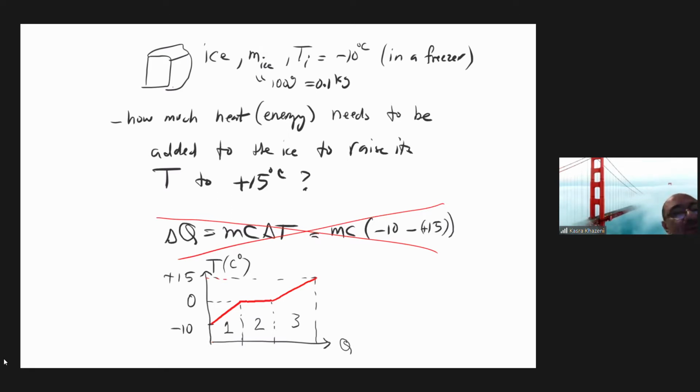All right, so let's calculate the amount of heat we need for phase 1. Now I can use this equation. Mass of the ice, C for ice, and then it goes from what temperature? T final minus T initial. T final is 0 minus T initial, -10. Okay?